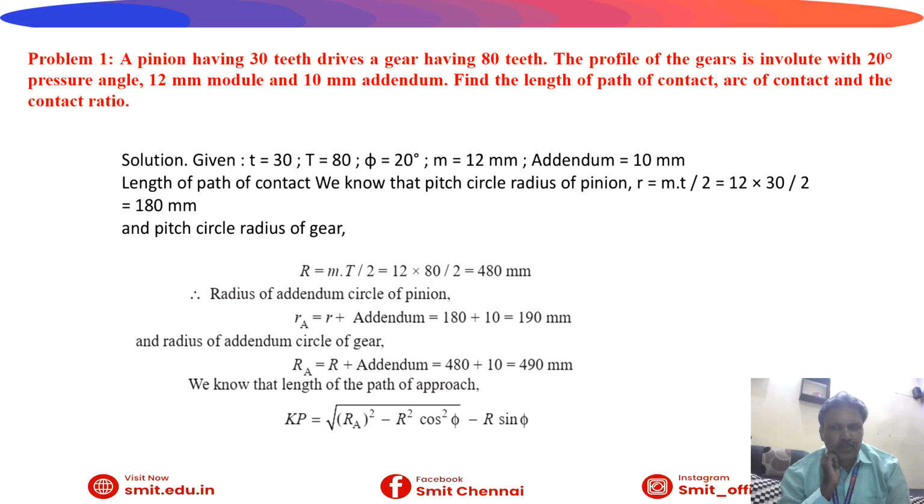This is one basic problem we have taken here. A pinion having 30 teeth drives a gear having 80 teeth. So 30 teeth is the smaller one.